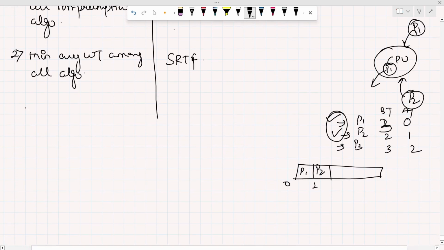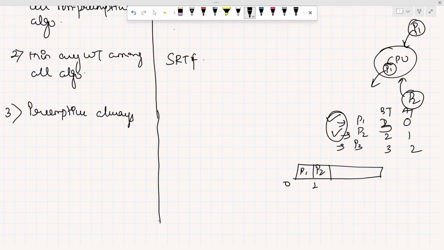Now we are moving towards the next analysis: which scheduling algorithm is preemptive always, meaning every time the process will not follow a non-preemptive approach. If you say Round Robin, SRTF, LRTF, any preemptive algorithm, then you have to think once again. Why did I say this? Because it says preemptive always. No scheduling algorithm is preemptive always.